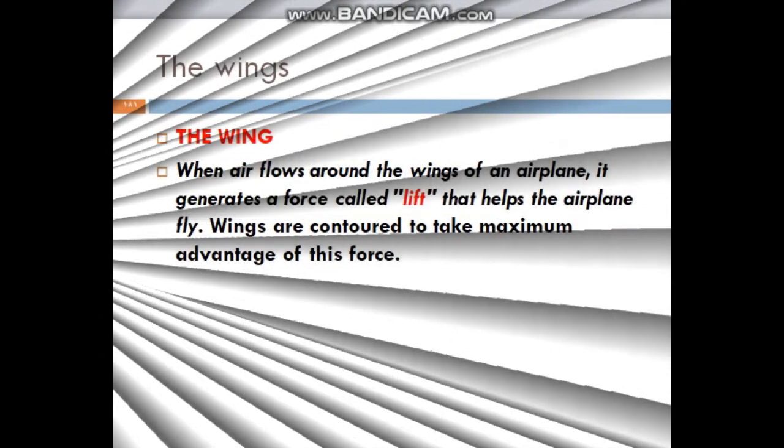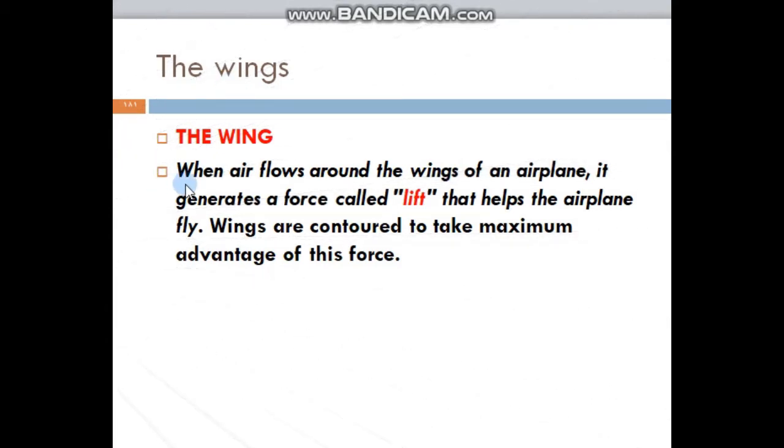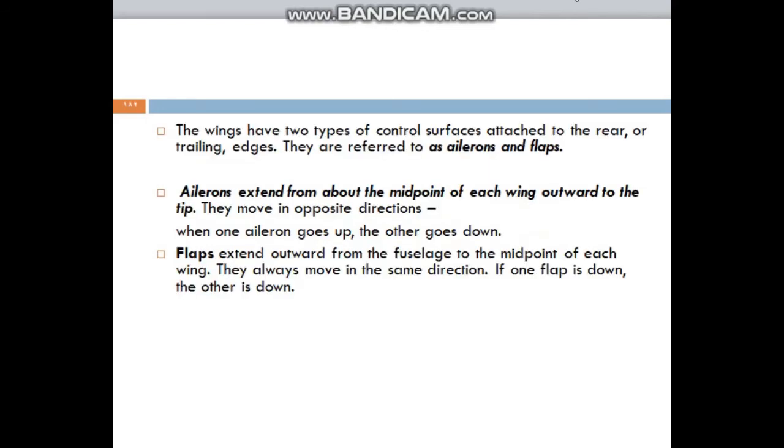The second part of the airplane is the wing. When air flows around the wings of an airplane, it generates a force called lift that helps the airplane fly. Wings are contoured to take maximum advantage of this force. The wings have two types of control surfaces attached to the rear or trailing edge. They are referred to as ailerons and flaps.